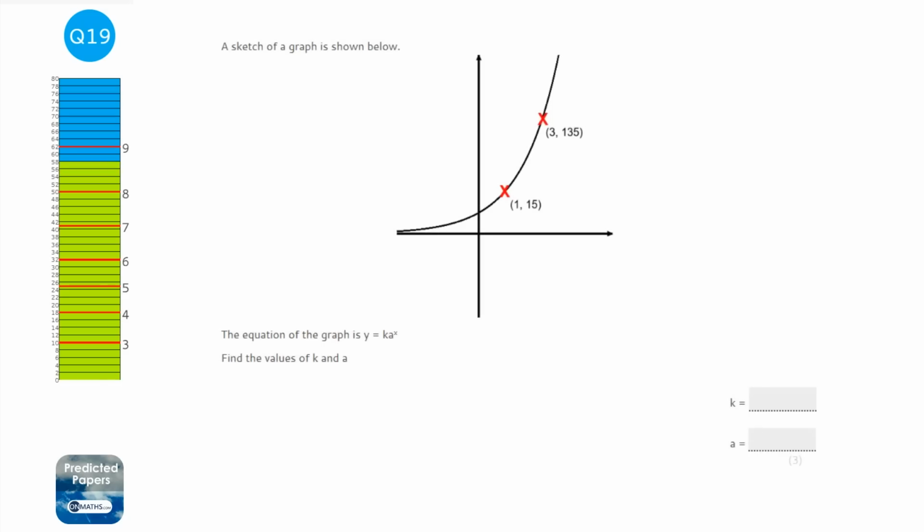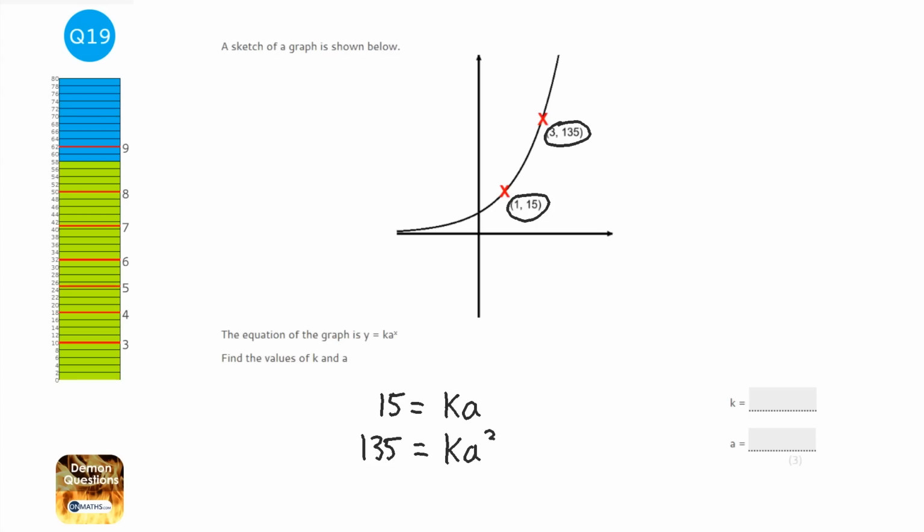Okay, so we've got an exponential graph. The reason we know that is because it's to the power of x, and we're given 2 points on it. So the way I'd start this question is to just look at this point here and substitute in the values. So we've got 15 equals ka to the power of 1, which is just a. Then underneath it, I'm going to write this one here. So it's 135 equals ka to the power of 3.